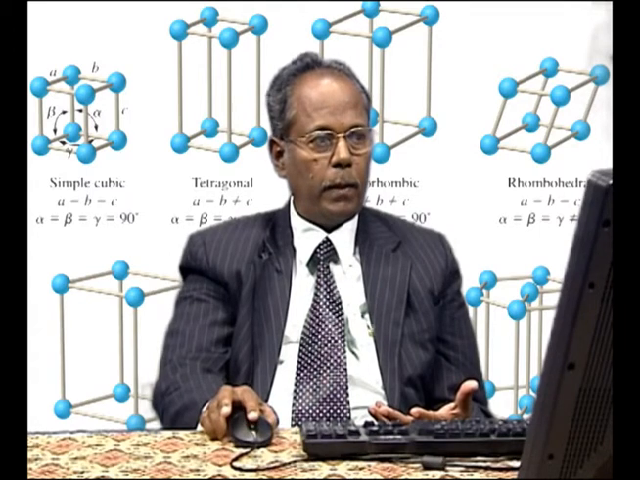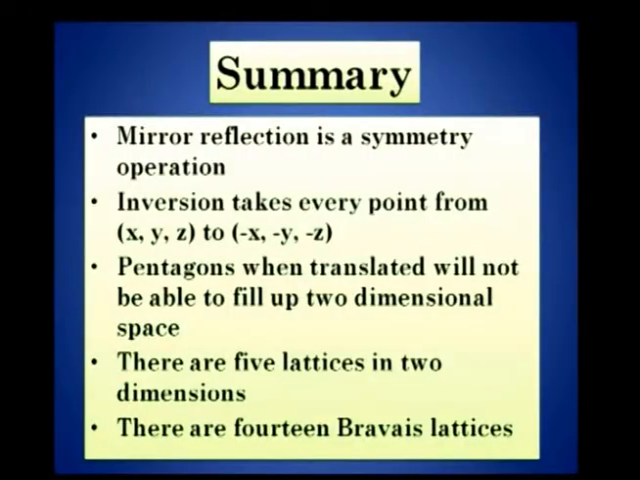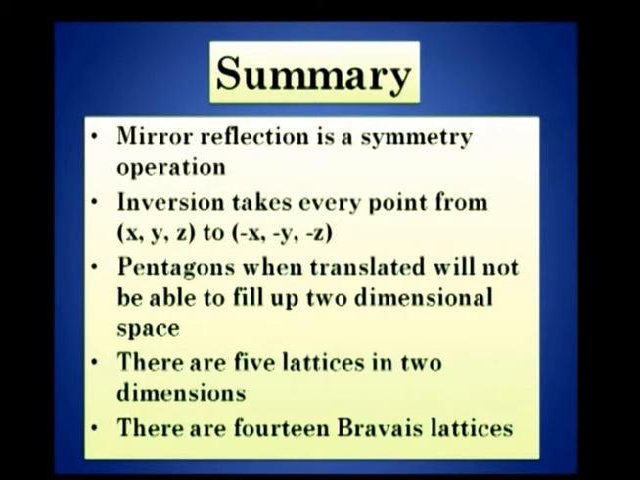Now, let me summarize the lecture that I have given so far. Mirror reflection is a symmetry operation. What is inversion? Inversion takes every point from x, y, z to minus x minus y minus z. If that is so, then the object has got an inversion center, right. Pentagons when translated will not be able to fill up 2 dimensional space. You should understand this point clearly. There are 5 lattices in 2 dimensions.